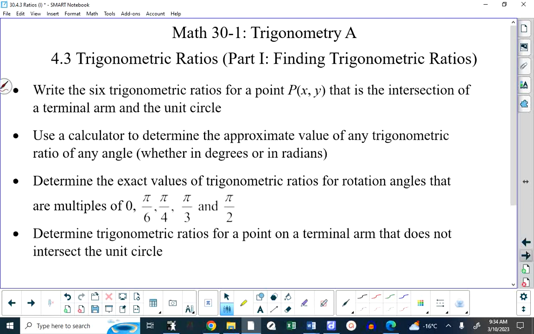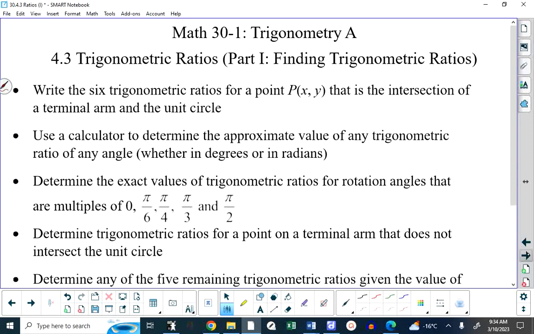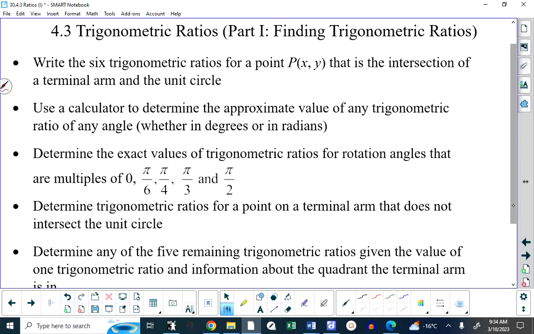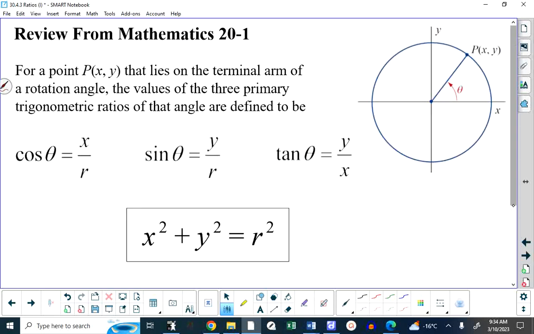And then we're going to repeat what we learned about finding 6 trigonometric ratios for a point on the unit circle with a point that's not on the unit circle. Because terminal arms can be extended indefinitely. They intersect the unit circle, but they also intersect other circles. And if I give you one of the 6 trigonometric ratios and enough supporting information, what are the other 5 trigonometric ratios? This is a pretty packed lesson in terms of types of questions. Let's start by going back to Math 20-1.